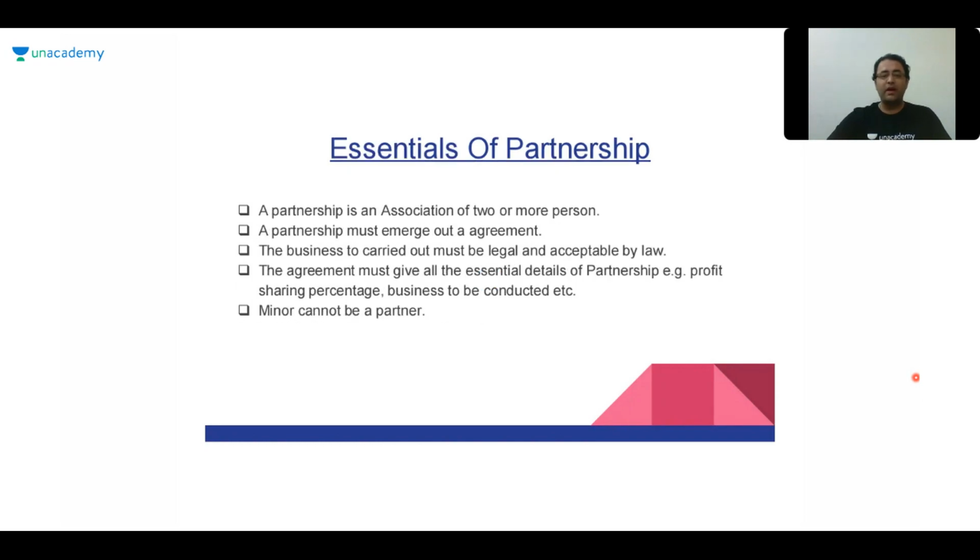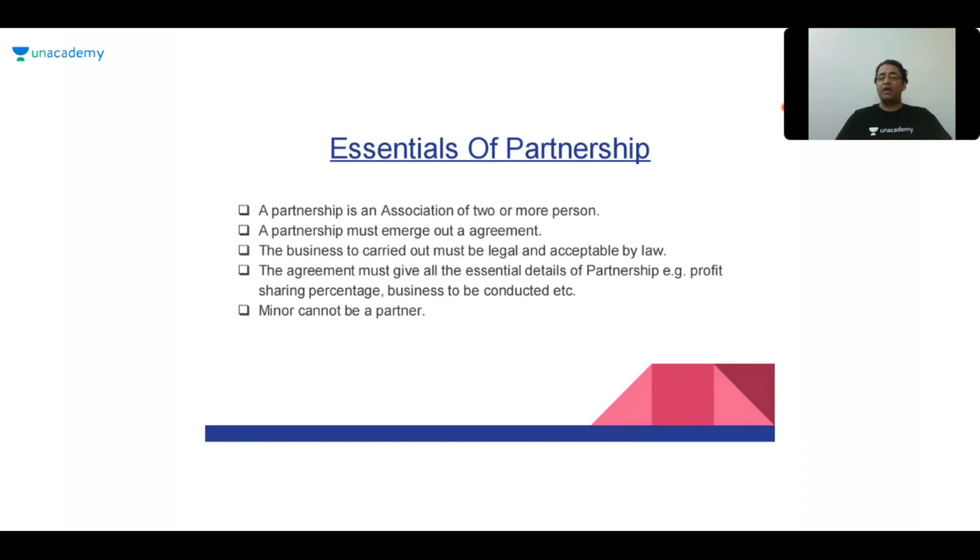Essentials of partnership. A partnership is an association of two or more persons. A partnership must emerge out of an agreement. The business so carried out must be legal and acceptable by law. The agreement must give all essential details of the partnership, that is, profit sharing percentage and business to be conducted. A minor cannot be a partner. While I have explained the first three points, I will talk about the fourth and fifth points.